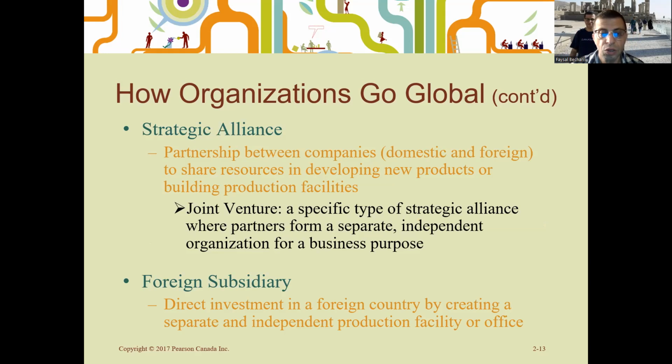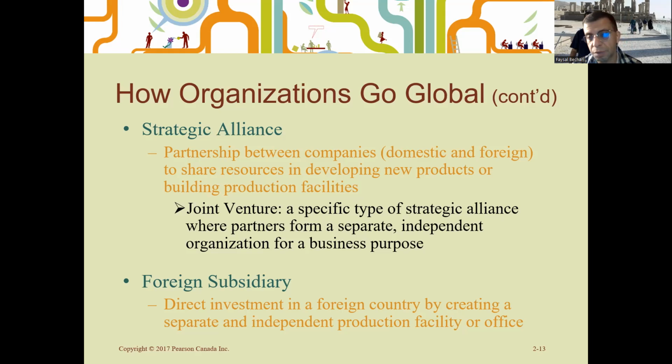Then we have a strategic alliance, which is the extreme one, a partnership between companies, domestic and foreign, to share resources in developing a new product or building production facilities. And we say in the world there are only 4 types of businesses. A joint venture is a specific type of strategic alliance where partners form a separate independent organization for a business purpose.